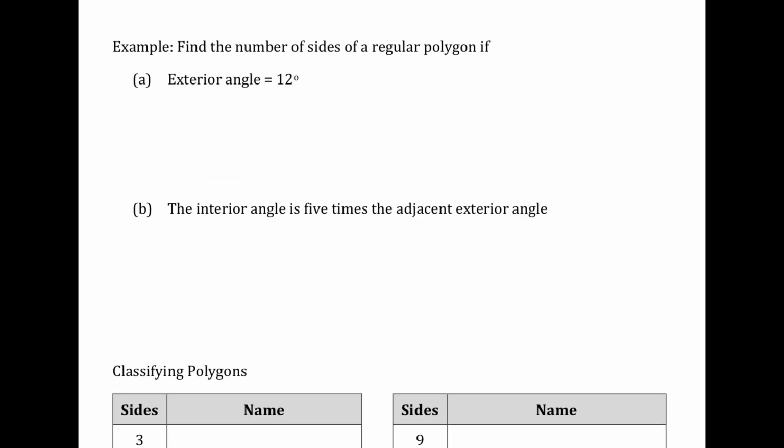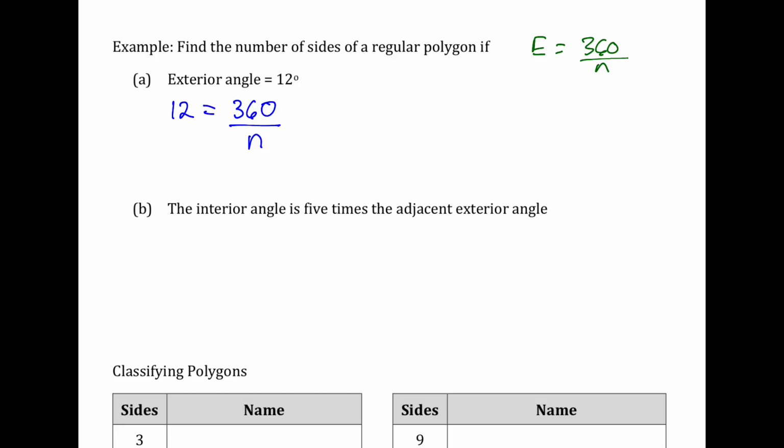Okay, so each exterior angle is 12. So our formula, remember, was E equals 360 over N. So we just need to solve this for N. So let me write down the numbers that we have here. We know E is going to be 12, and this number is 360, and this number is N.